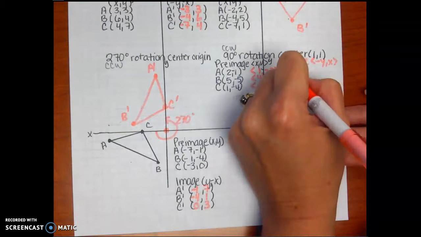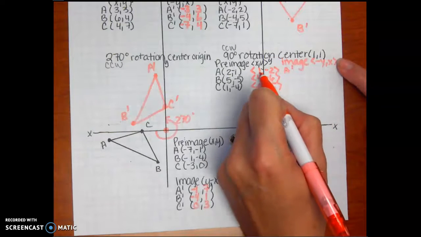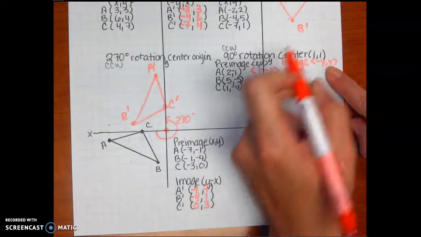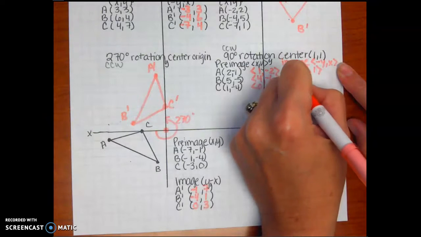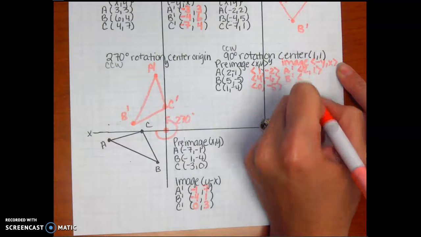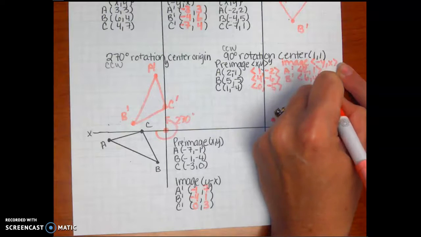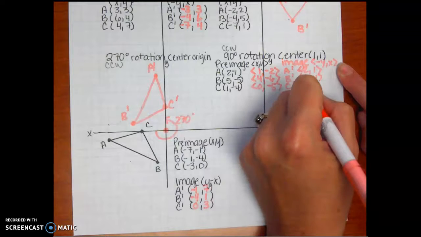And my A prime from my center, I have <1, -2> from the center. So if I use the mapping indirectly, I would get <2, 1>. For B prime, I would get <6, 4>, and for C prime I would get <5, 0>.